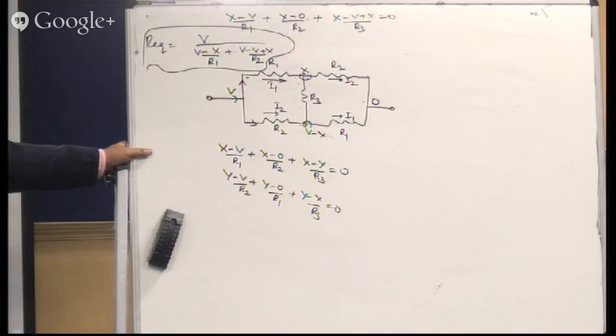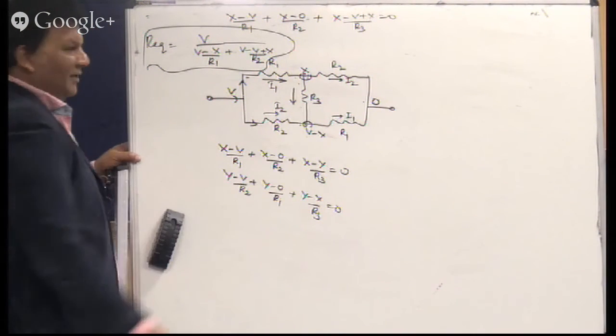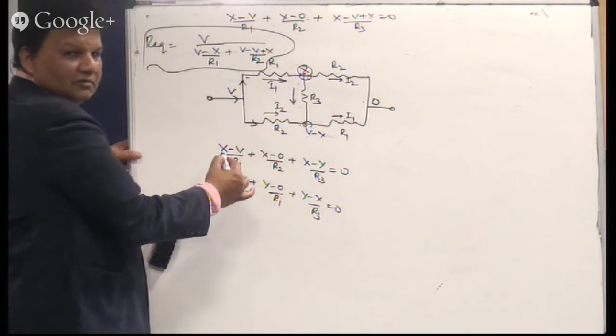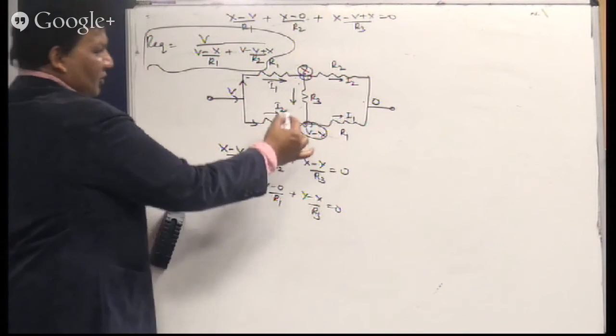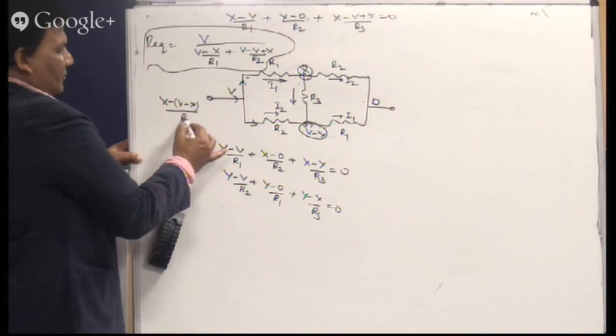Perfect. He says, भाई साहब मुझे ना बता दो ये करंट कितना है. भाई साहब ले लो, ये कितना है? X. ये कितना है? So what will be this current equal to? X minus. Finished.